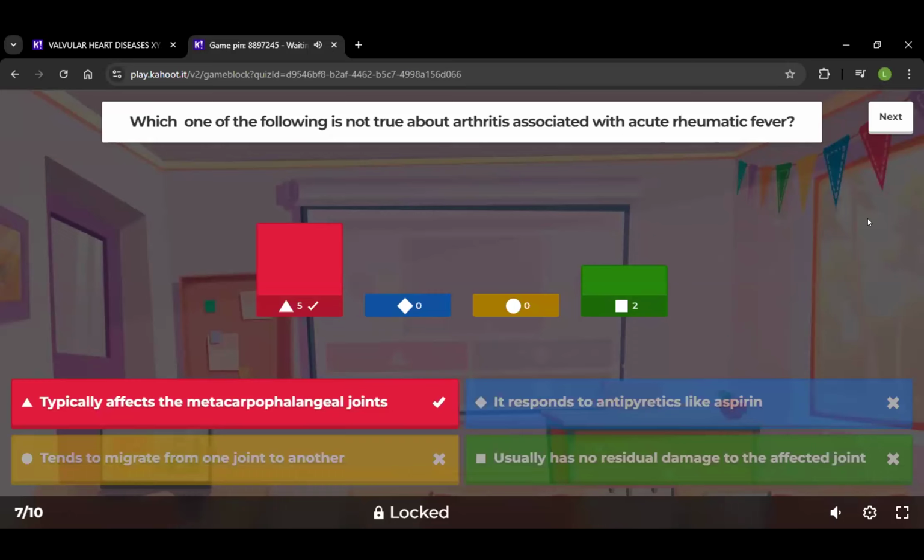Okay, the answer is in red. It typically affects the metacarpophalangeal joints. That is not true. All the rest are true, about arthritis due to rheumatic fever.